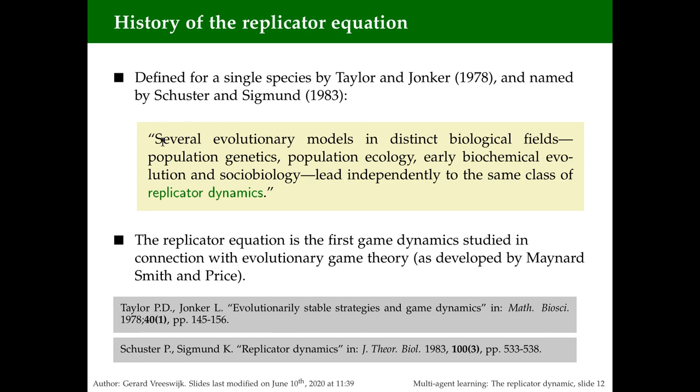So, Schuster and Sigmund observed that several evolutionary models in distinct biological fields, such as population genetics, population ecology, early biochemical evolution, and sociobiology, lead independently to the same class of replicator dynamics. Well, we can now add one more field of application, the comparison of multi-agent learning algorithms. So the replicator dynamics pops up in different fields.